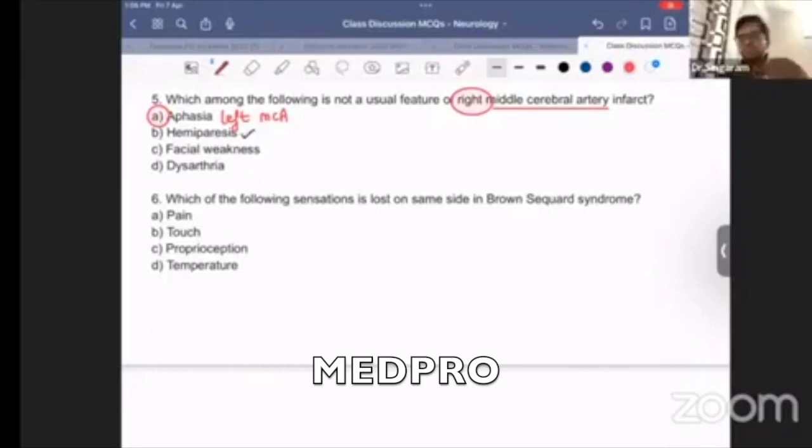One side of the body is weak, of course, you will get in case of the middle cerebral artery infarct. I think you can understand this. When one side of the body is affected, even the face also can be affected. So facial weakness can be present.